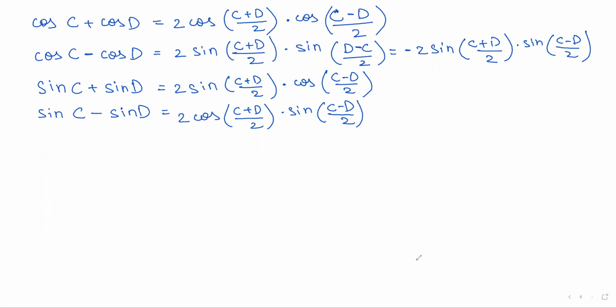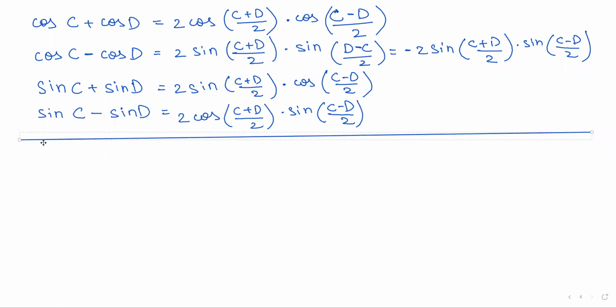Next, what happens if you add the two values of cos (x plus y) and cos (x minus y)? All you have to do is add the two equations that we earlier studied. If you add them, you'll get 2 times cos x into cos y.